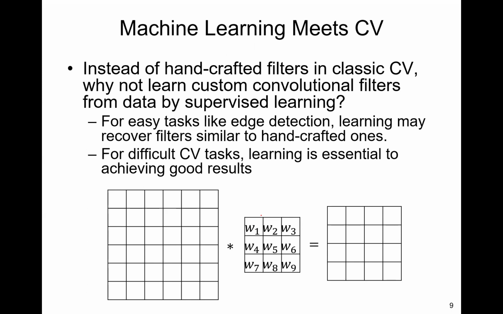If you have low-level, simple tasks such as edge detection, this seems to be unnecessary. The edge detector we saw before works pretty well. In fact, if you train a CNN for an image classification task, the lower layers, the layers closer to the input, you will recover some of the filters similar to the handcrafted features we saw before. Maybe not exactly the same, but with similar weights. So in that sense, the low-level feature detectors work pretty well. But for high-level features, more complex tasks, learning is essential to achieving good results.